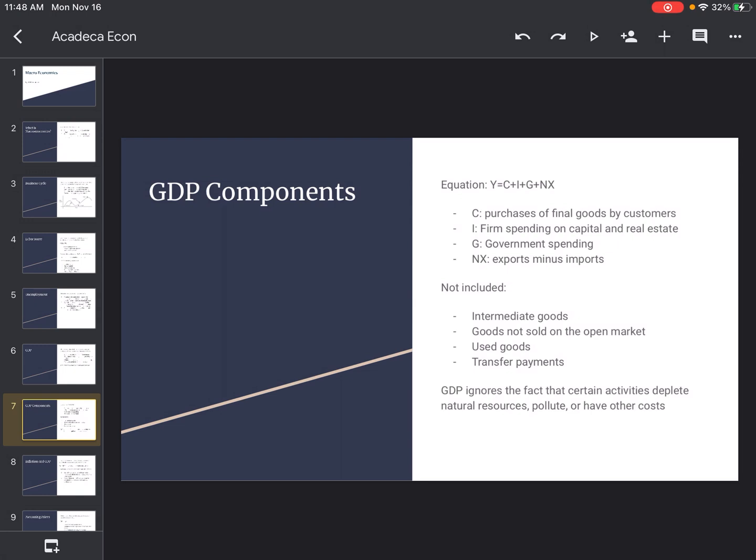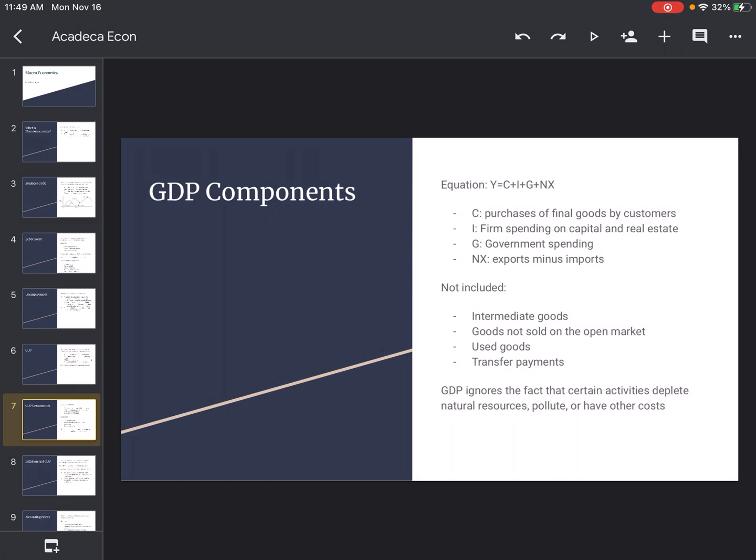Government spending is G. That's pretty self-explanatory. Pretty much everything the government pays for, including, I believe, labor, goods, and services, falls under the G category. And then the net exports, which is NX, which is, of course, exports minus imports.